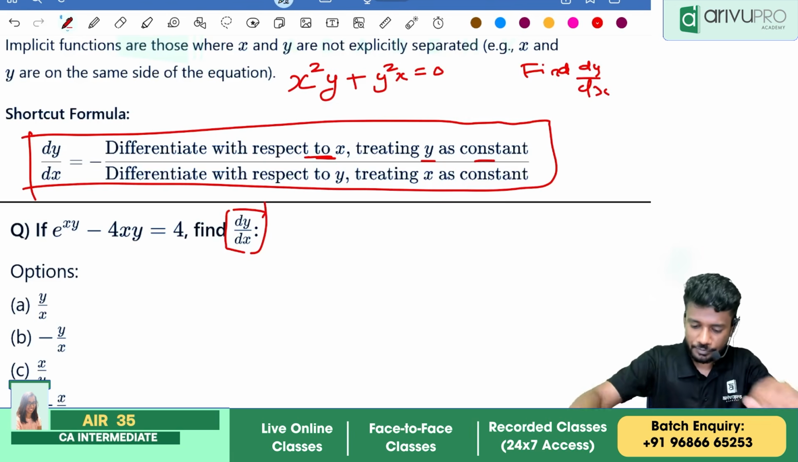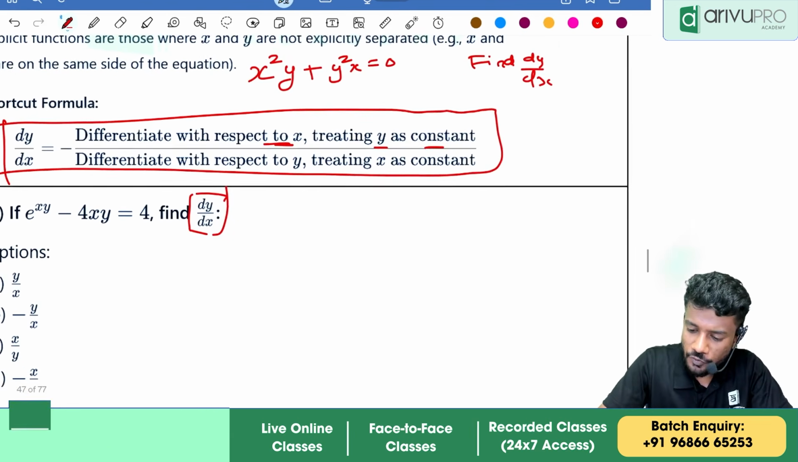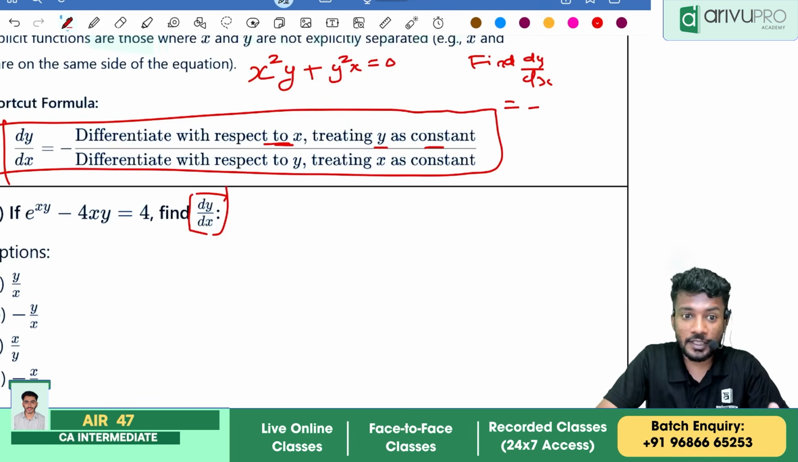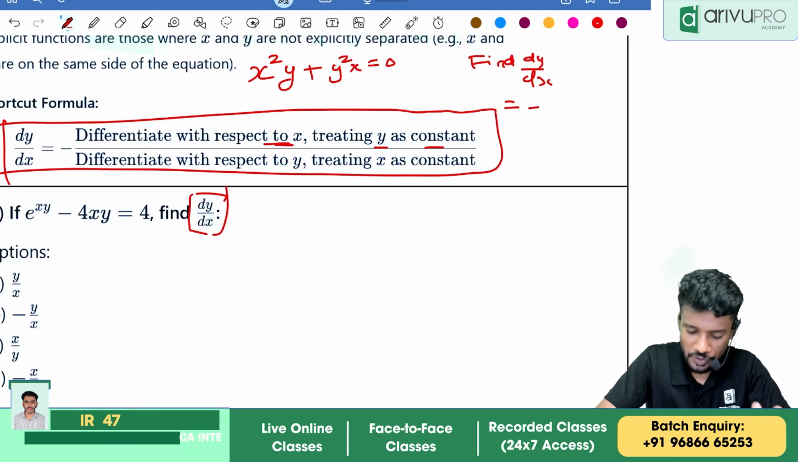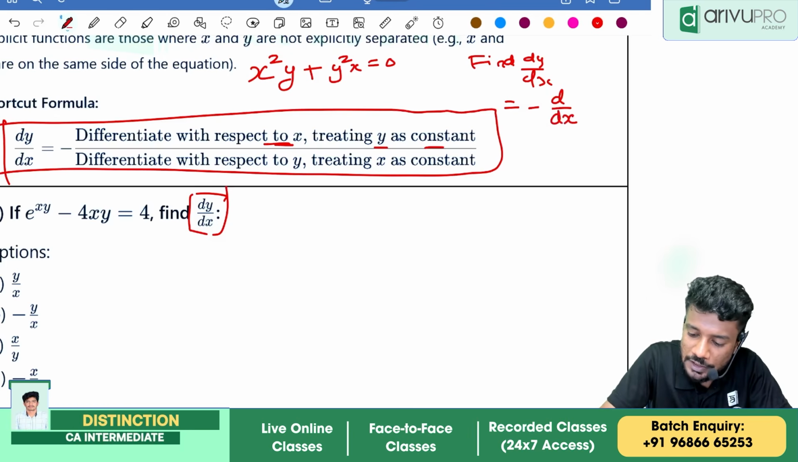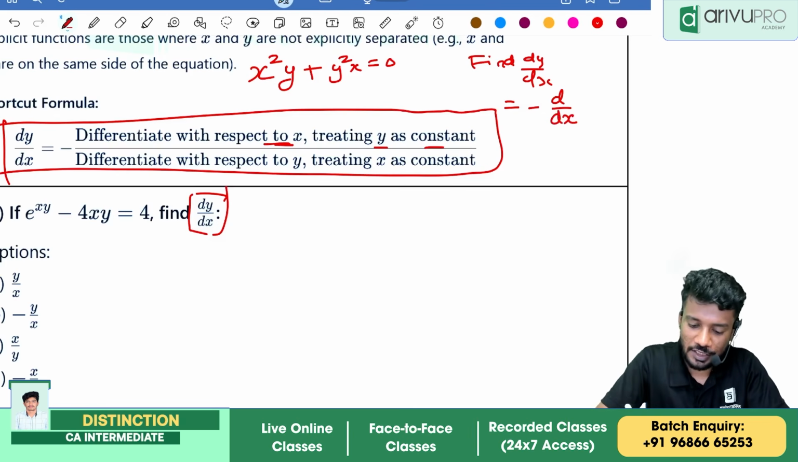Now look here. Which is equal to minus of. A minus should always be written. You will forget to write this minus, I know that you will forget to write this minus. Differentiate with respect to x. That is d by dx of what are we differentiating? The given function.